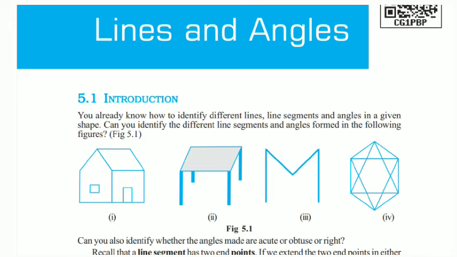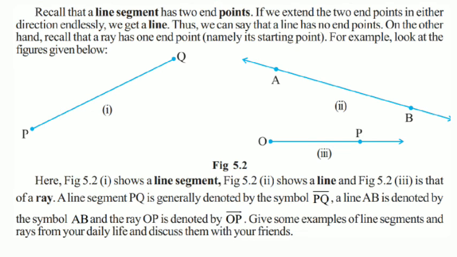See, if you take the edges of these pictures, those will be the lines, and if you see the corners, those will be the angles. So you can easily identify lines and angles. Recalling the line segment, it has two endpoints. If you extend the two endpoints in either direction endlessly, we will get a line, which is given here as AB. Thus, we can say that a line has no endpoints.